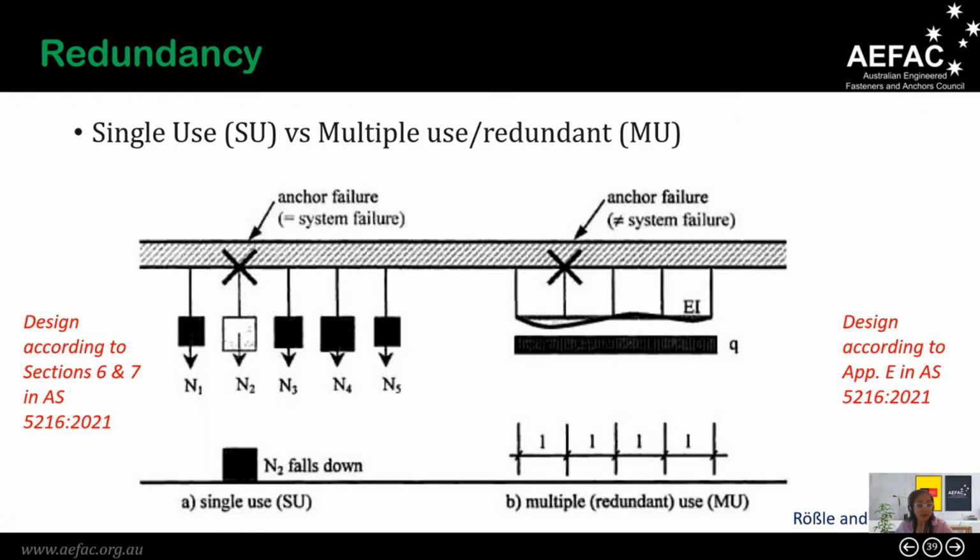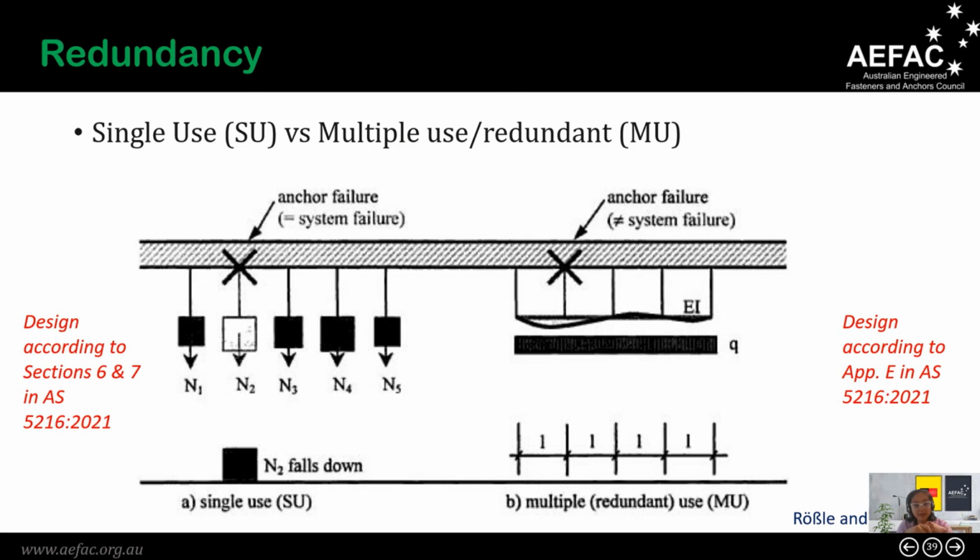And I guess the main difference between what we call non-structural redundant fasteners and single-use fasteners or single-use anchors is explained in this slide, where for a single-use fastener, the failure of the single anchor will result in a system failure, whereas for a redundant fastener, sometimes the Europeans might call it a multiple-use fastener. The term multiple use might be a bit misleading because it does not mean that the anchor can be used multiple times. It just means that the anchor system has redundancy.